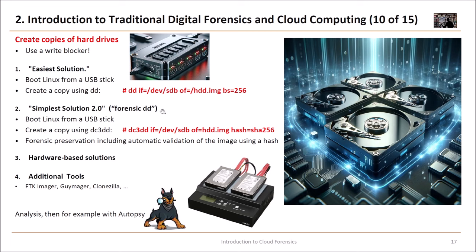Then we have the simple solution 2.0. This is a forensic DD. It's basically the same. It boots Linux from a USB stick. Then we create a copy, but not using the standard DD tool from Linux. We use DC3DD. This is also basically DD, but it performs a forensic preservation, including automatic validation of the image using a hash.